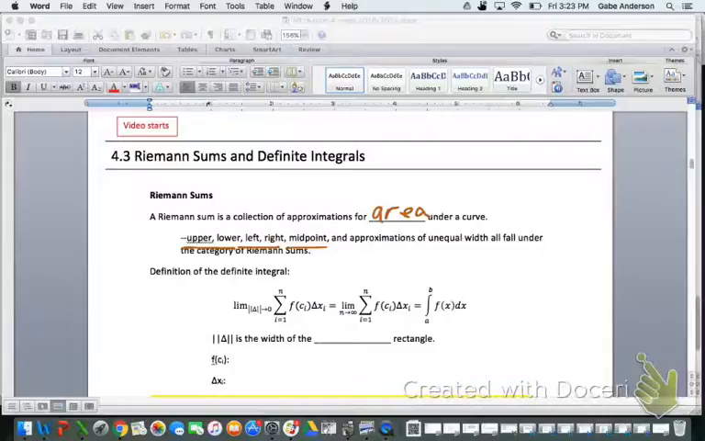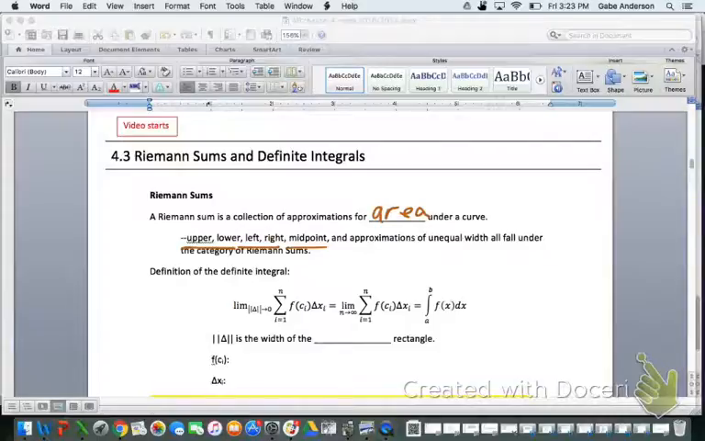So thankfully, we are not going to be doing a Riemann sum for every definite integral we encounter. We're going to be able to basically look for a shortcut. We're going to be able to do it a lot faster. So we're going to transition today into that.